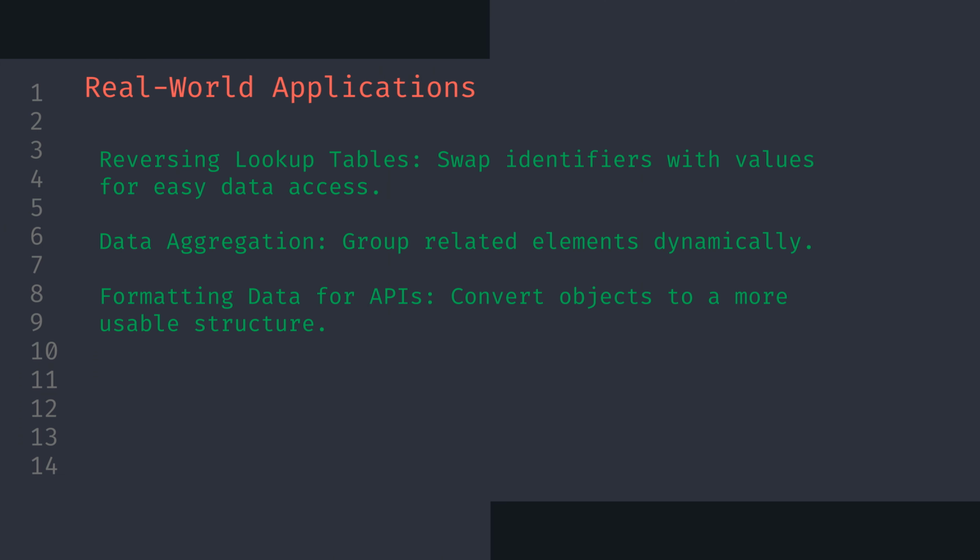This approach is useful in cases like reversing lookup tables, aggregating data by category, and formatting objects for APIs. By swapping keys and values, we can easily manipulate data structures to fit different requirements.